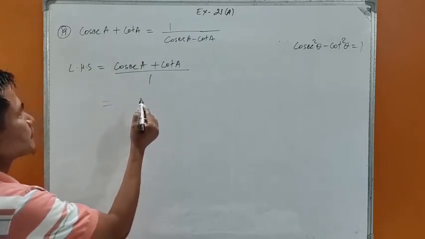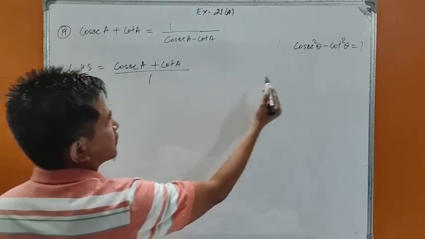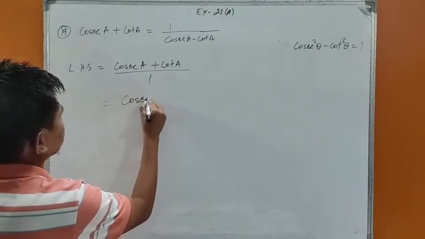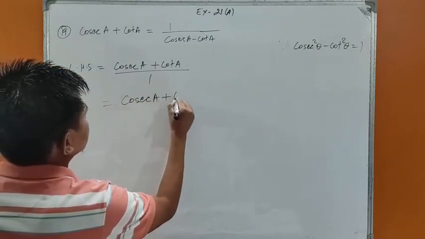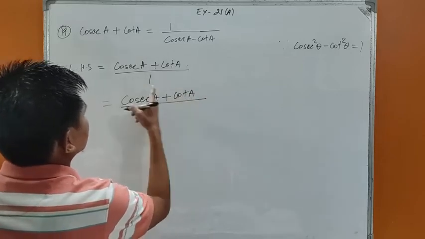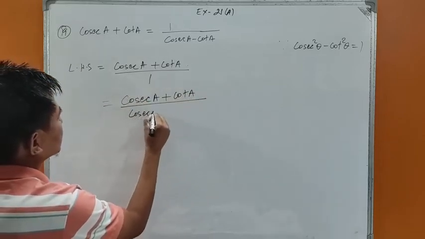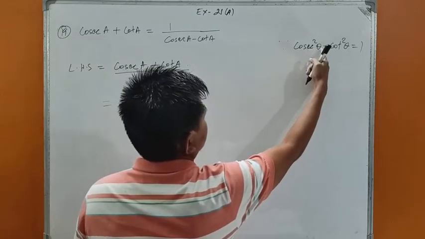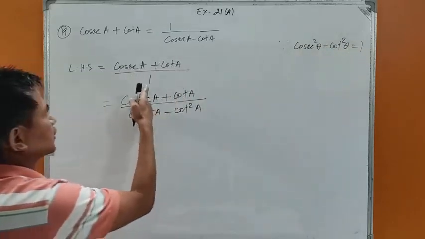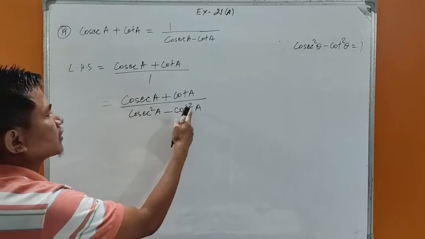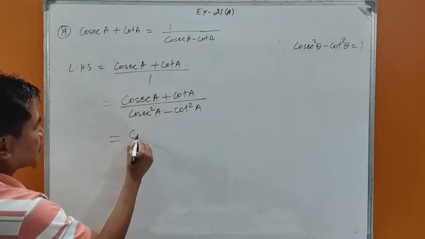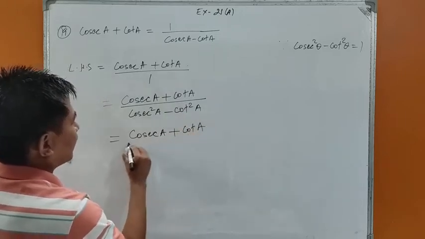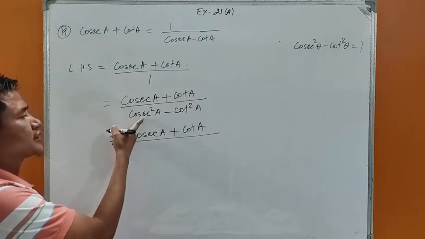Now, this 1 means cosec square theta minus cot square theta. So we copy the numerator as it is, cosec A plus cot A. Cosec square theta minus cot square theta gives 1, so instead of 1, I can write cosec square A minus cot square A. In the denominator, let's assume cosec A as A and cot A as B.